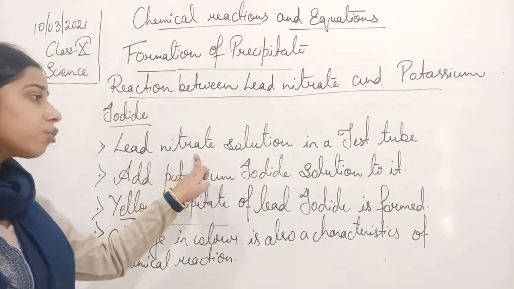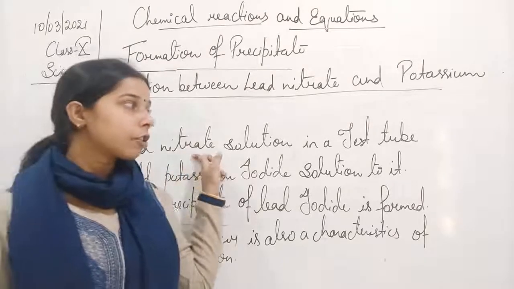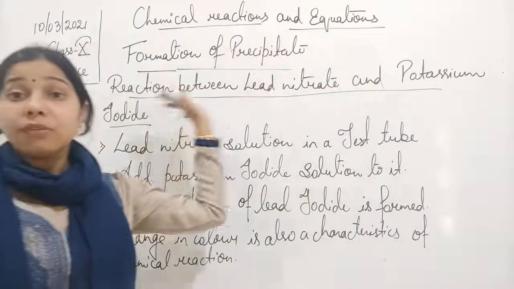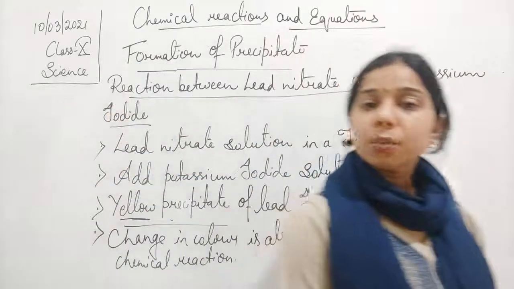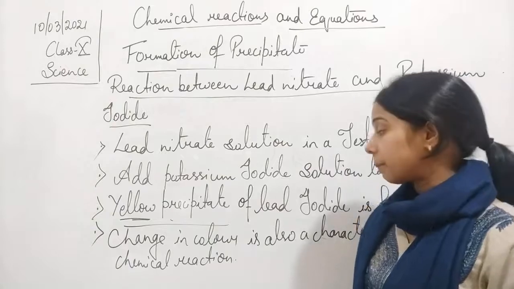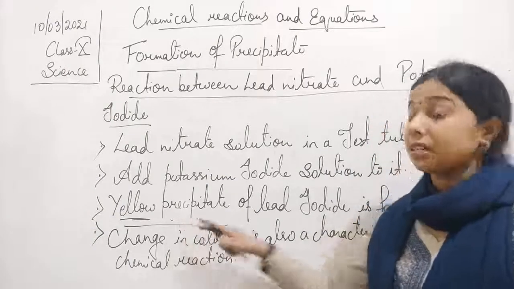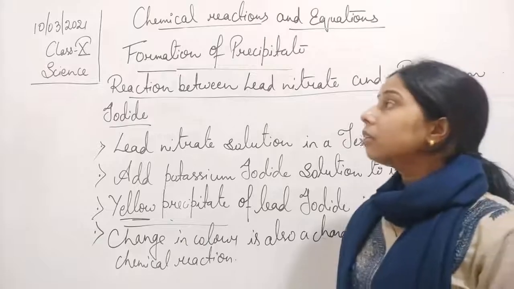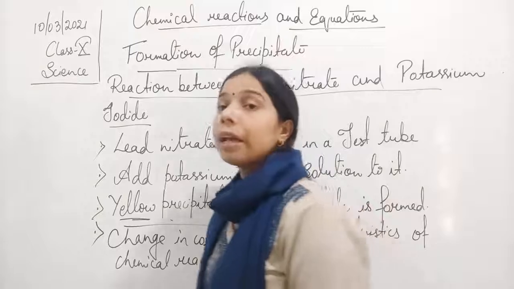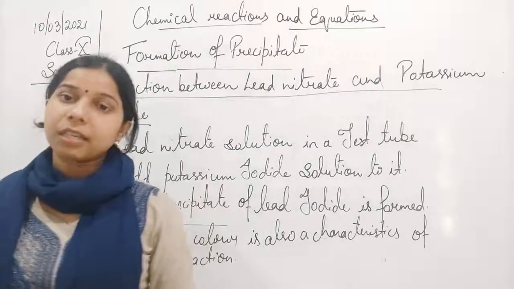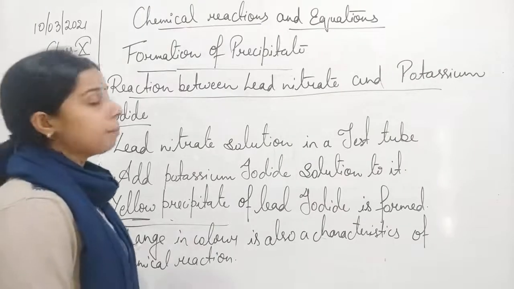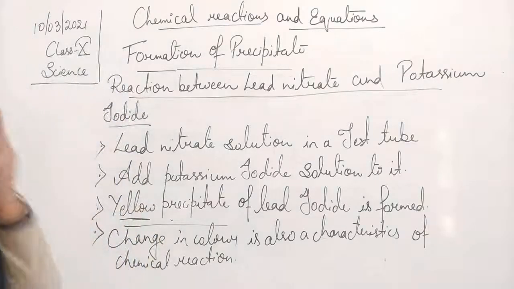So lead nitrate solution is there. When we take a lead nitrate solution in the test tube and then add the potassium iodide to it, it changes its color to yellow, and a yellow precipitate occurs. That yellow precipitate is of lead iodide, and this we call a chemical reaction. Here the thing to be noted is that not only the formation of a precipitate but also a change in color happens. So we will include that also in a chemical reaction, students.